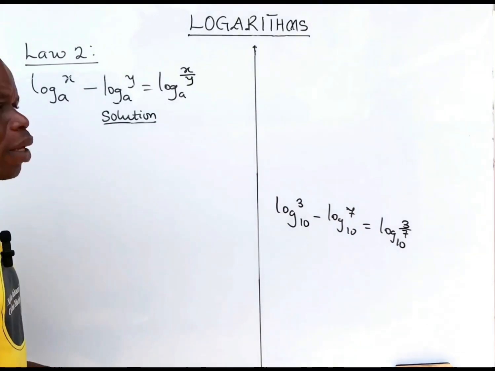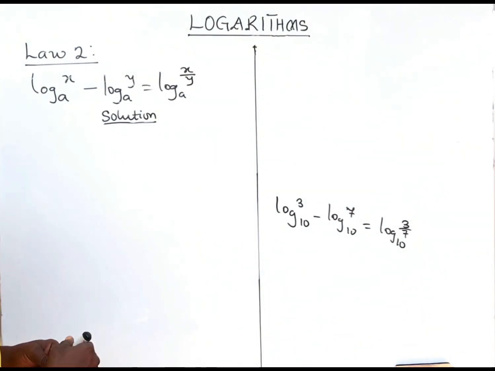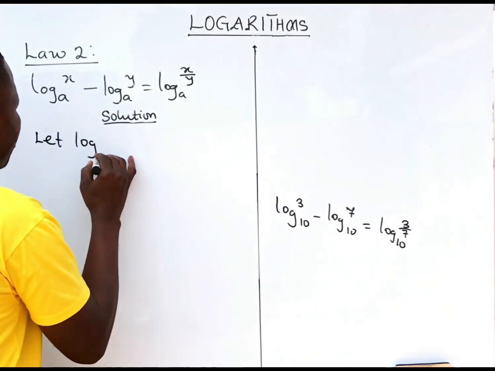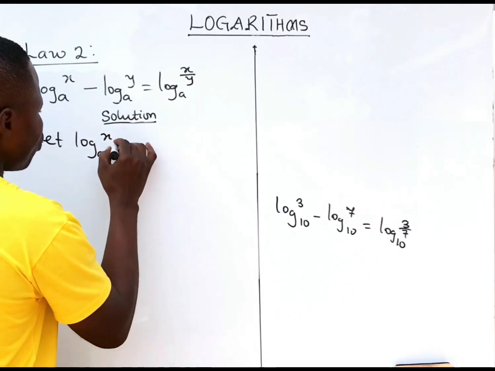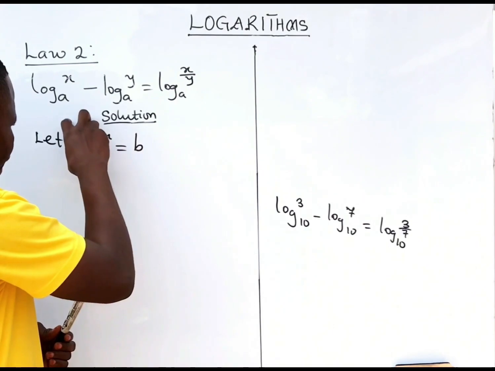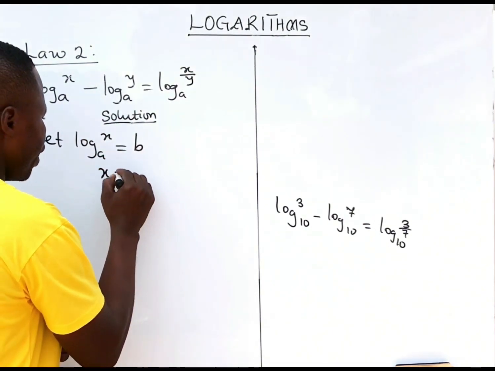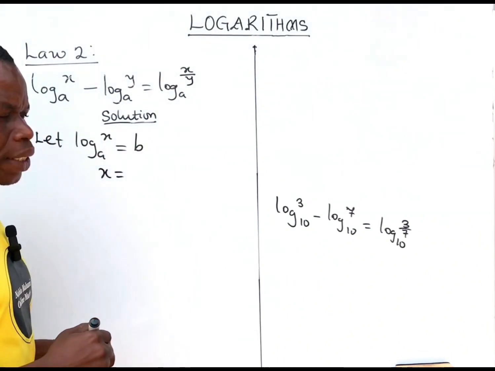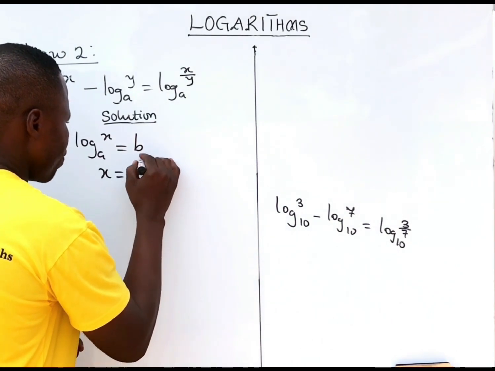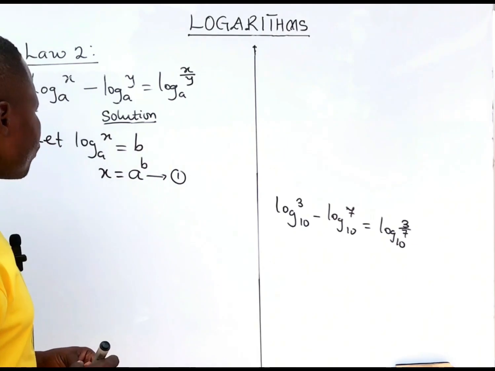To prove this, take the first expression and let it be equal to a variable. So I will say let log base a x be equal to b. Then by taking this log away, x will come down and a will switch to the right hand side and b will be the power of a. That will now be a to the power b, and this will be equation 1.